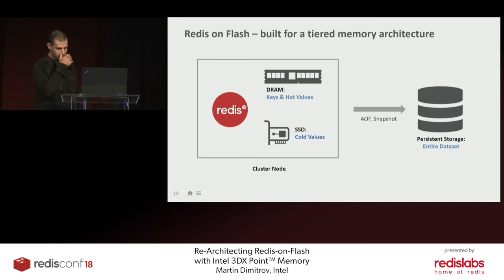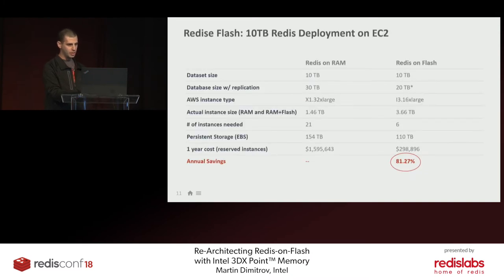So it behaves like Redis, but internally, it saves portions of the data in RAM and portions of the data in flash. What it mainly does is allow you to reduce the operational costs if you have a very large data set. You can run it on cheaper machines with less DRAM and more flash, which is cheaper.